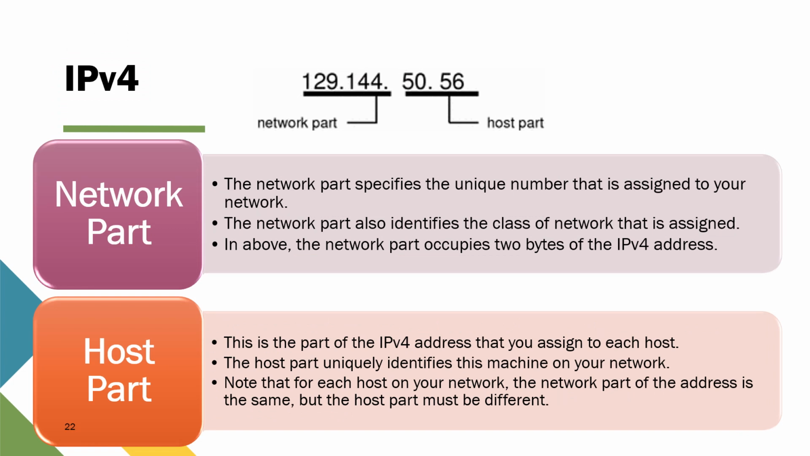Here, I'm showing you an example of the IPv4 address. You can see it is four numbers divided with three dots in between. The first two parts of this number are the network part, and the other two parts are the host part. So what is the network part and what is the host part? The network part specifies the unique number that is assigned to your network. For example, in one university they already have one network system, so they already have their own address, which is the network part.